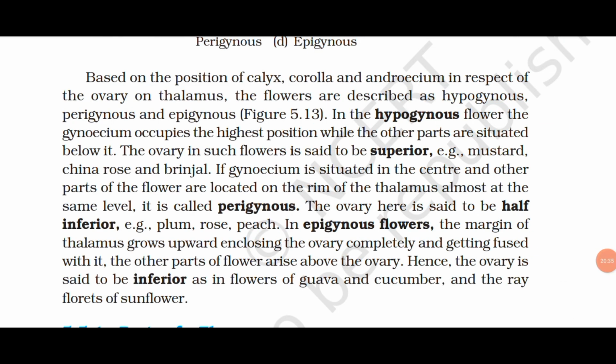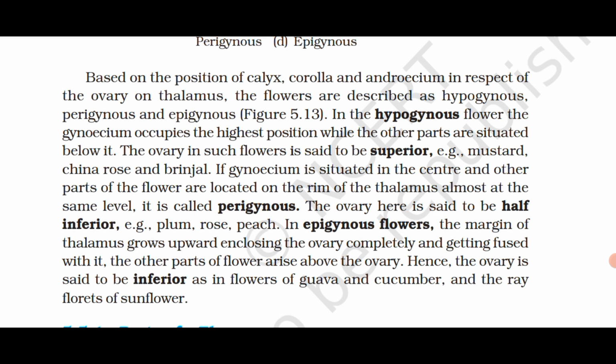Based on the position of calyx, corolla and androecium in respect of the ovary on thalamus, the flowers are described as hypogynous, perigynous and epigynous. In the hypogynous flower, the gynoecium occupies the highest position while the other parts are situated below it. The ovary in such flowers is said to be superior, such as mustard, China rose and brinjal.